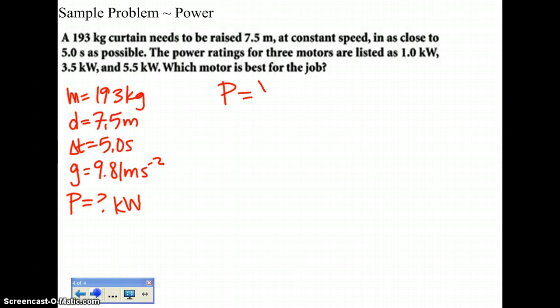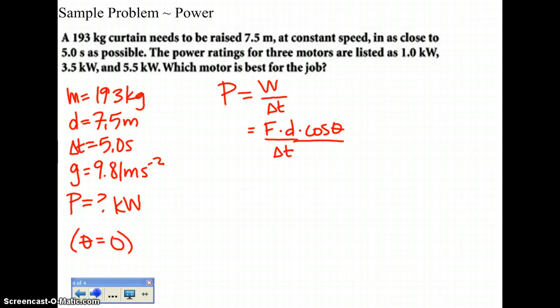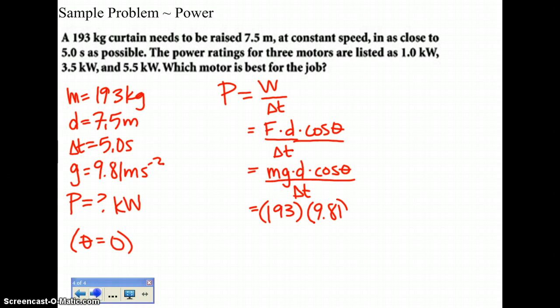Our original equation is power equals work over change in time, which we need to break down into F d over delta t. Technically, you would want to throw in your cosine theta here, where theta equals 0 degrees because your force and displacement are parallel to each other. Your force is the force of gravity, so m times g times d times cosine theta, all over delta t. That gives you 193 times 9.81 times 7.5 times the cosine of 0, all divided by 5.0.